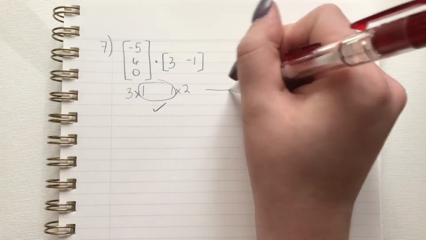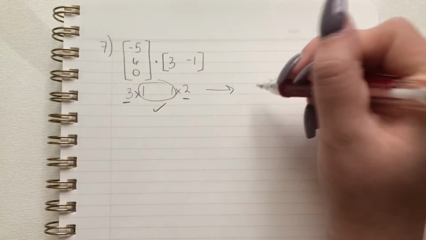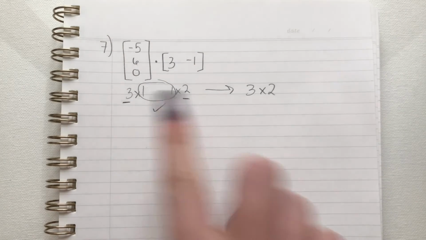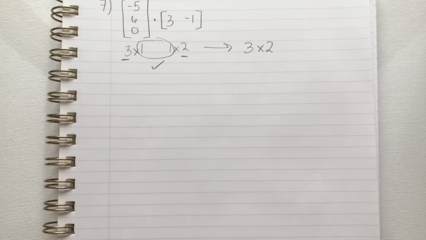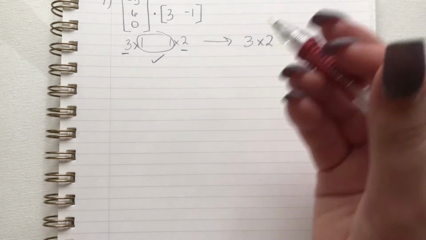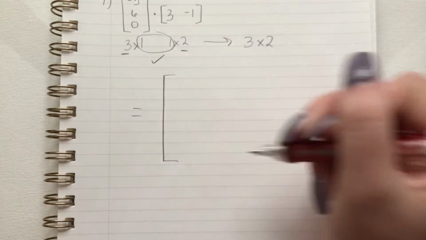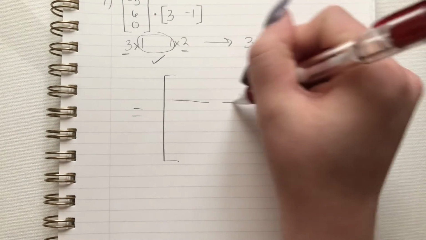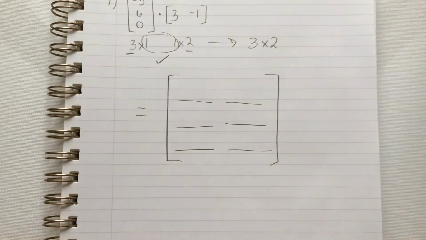Okay, the dimensions of my answer are going to be a 3 by 2. So it's going to be a lot bigger than both of these are. So I'm going to put my blanks in. So it's going to be 3 rows and 2 columns. So something like this. Okay, hopefully that's enough room.